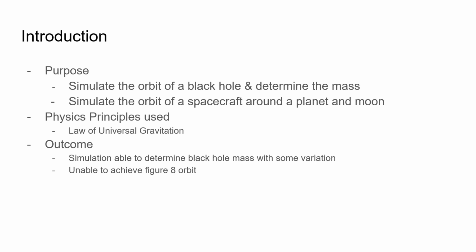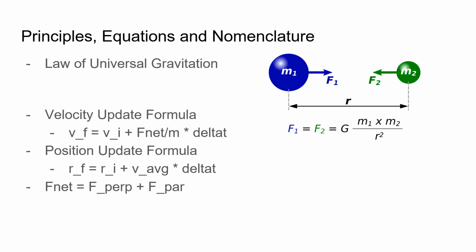Introduction: the purpose of the lab was to simulate the orbit of a black hole and determine the mass, and to also simulate the orbit of a spacecraft around a planet and moon, and try to get a figure-8 orbit. The main physics principle used here was the law of universal gravitation. The outcome was that the simulation was able to determine the mass of the black hole with some variation, and that I was unable to achieve a figure-8 orbit.